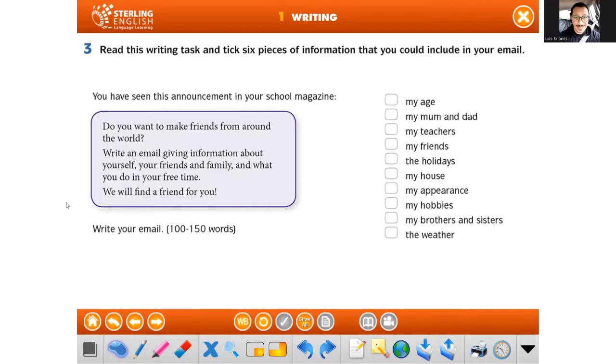Let's move on to activity 3. It says, read this writing task and tick 6 pieces of information that you could include in your email. It says, you have seen this announcement in your school magazine. Do you want to make friends from around the world? Write an email giving information about yourself, your friends and family, and what you do in your free time. We'll find a friend for you. And then you have to write your email in 100 to 150 words.